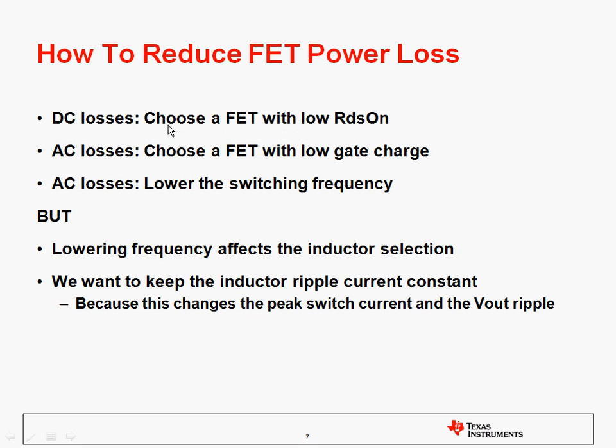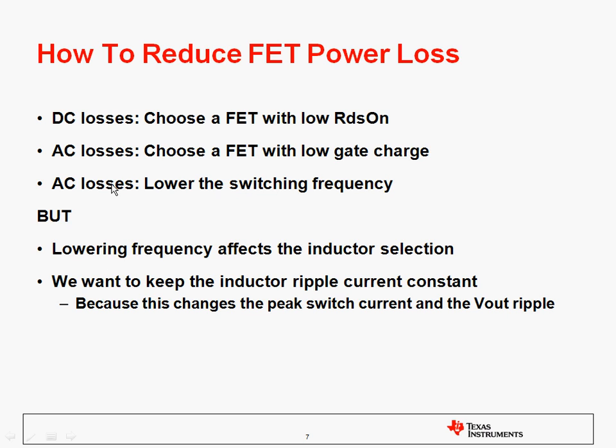You can also choose a FET with low RDS on. That reduces your DC losses. Another way to do this is also to choose a FET with low gate charge. That reduces your rise and fall times, and that will reduce those areas we just talked about. And then, as I just mentioned, you can also lower the switching frequency.